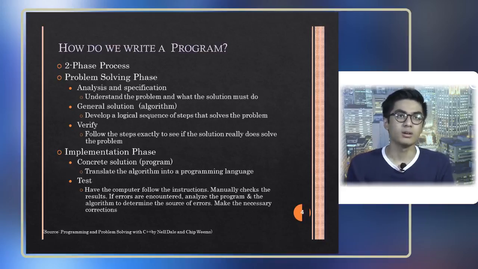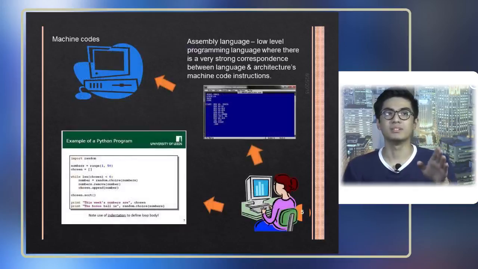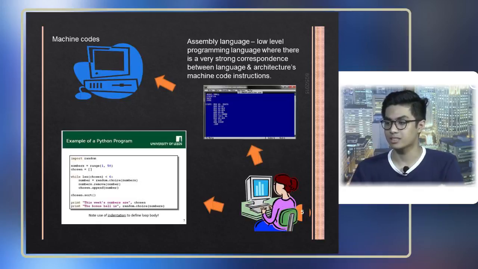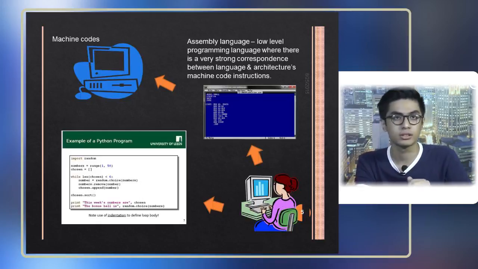Next, we have assembly and machine code. These are some examples of programming languages. Firstly, we have assembly language, which is a low-level programming language where there is a very strong correspondence between the language and the architecture's machine code instructions. It is considered a low-level language because it is very close to the computer architecture itself, as it directly talks to the computer.